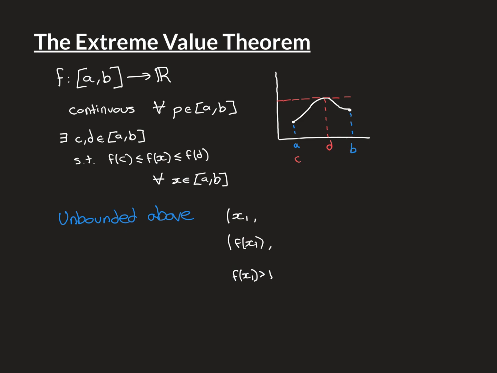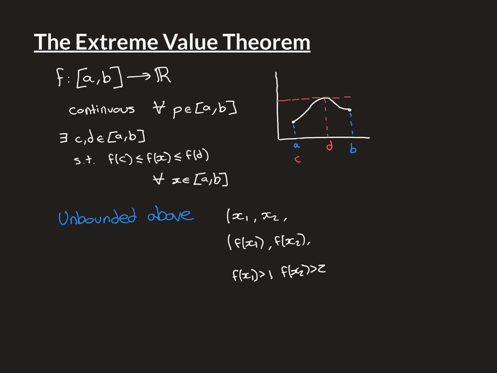So I found that first point. Now I'm going to choose the second term of my sequence. And the way I'm going to do this, you'll quickly see the pattern, is that I'm going to ask for a point in the domain such that the thing it's being mapped onto, f of x2, is going to be greater than 2. So because it's the second term of the sequence, I'm now making this number 2 here. And again, I can do that because it's unbounded above. So there must be some point in the domain that is mapped onto something that is greater than 2. Otherwise, 2 would be an upper bound.